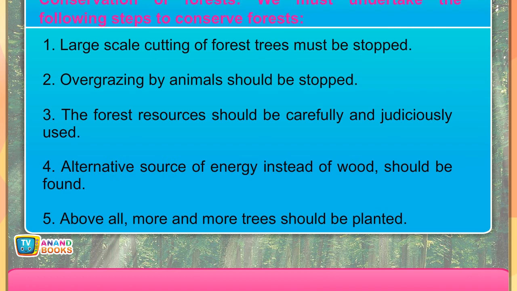We must undertake the following steps to conserve forests. Number 1. Large-scale cutting of forest trees must be stopped. 2. Overgrazing by animals should be stopped. 3. The forest resources should be carefully and judiciously used. 4. Alternate sources of energy instead of wood should be found. Number 5. Above all, more and more trees should be planted.